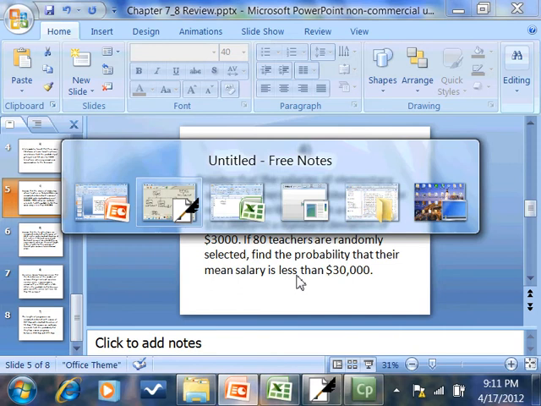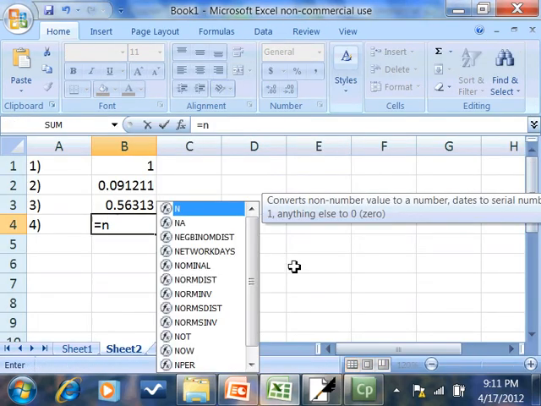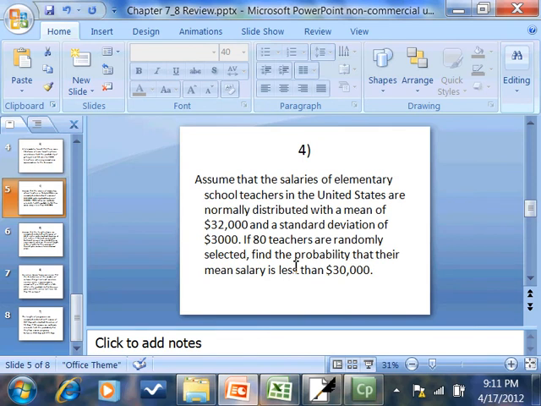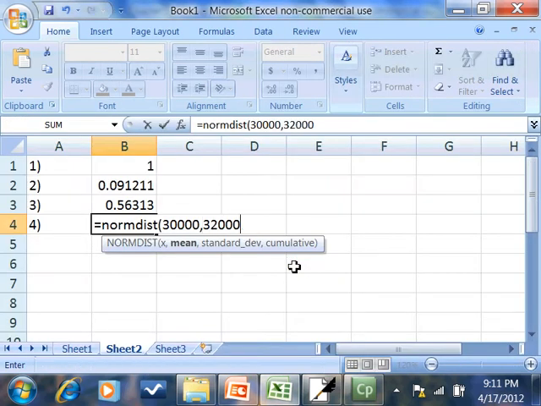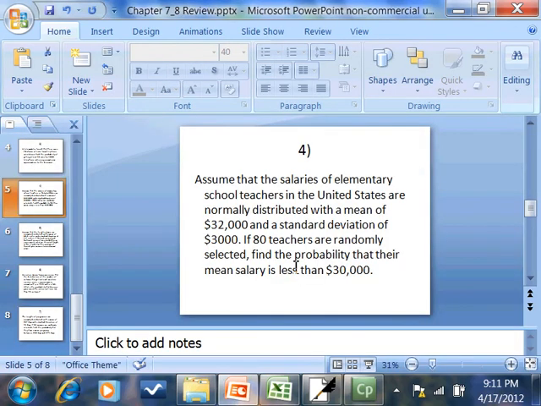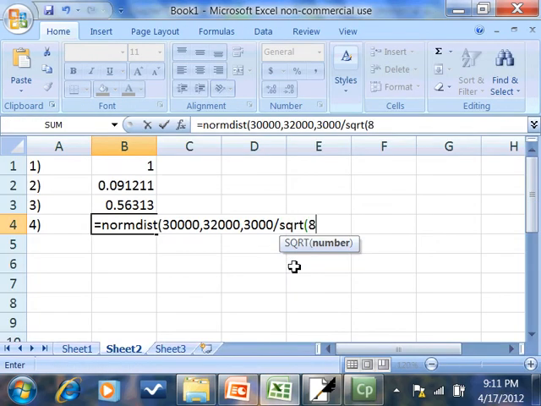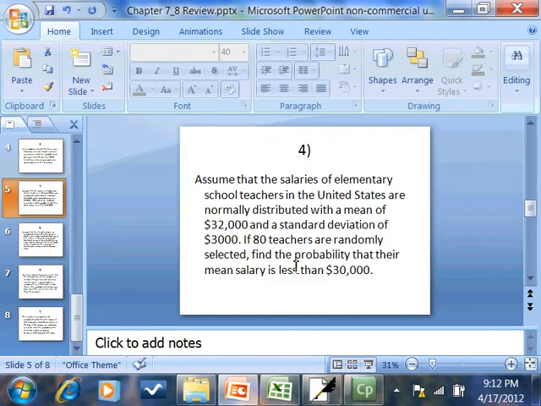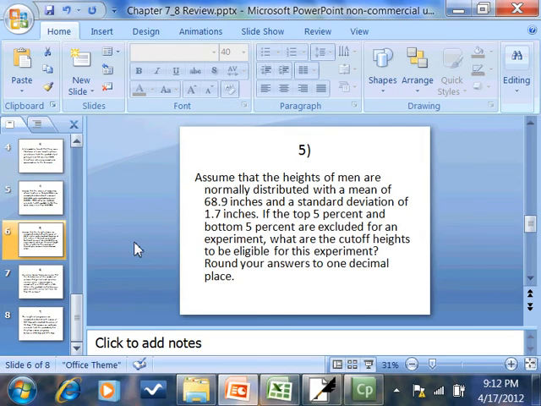Is less than 30,000. So less than 30,000 equals NORM.DIST, 30,000. Our mean, which is something, 32,000. Our standard deviation, which is 3,000. Then our, oops, this is more than one, wasn't it? 80 teachers. So we have to take our standard deviation, divide by the square root of 80. And then 1 for cumulative. And again, that's a really small probability, but I made these numbers up, so they don't come up with things that might be normal.